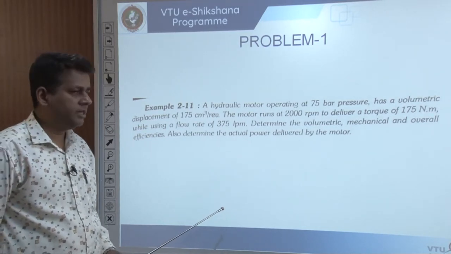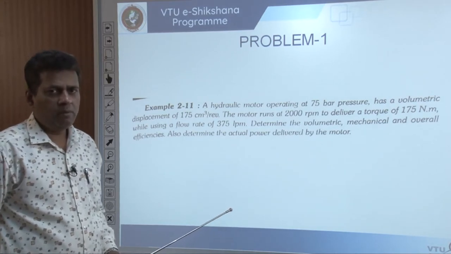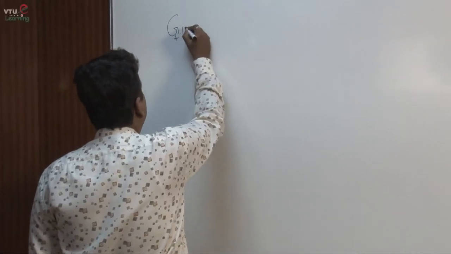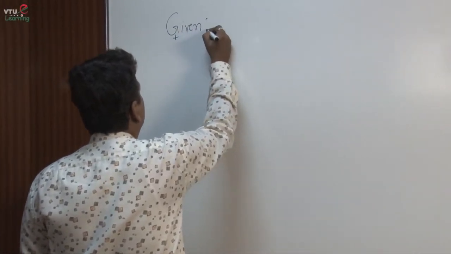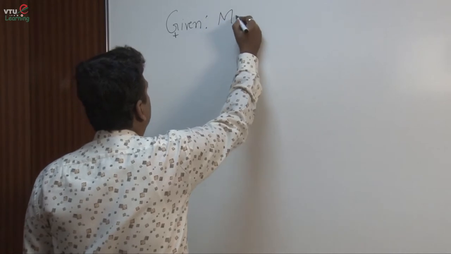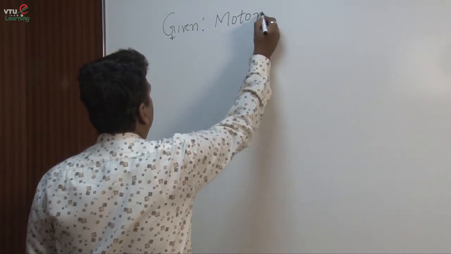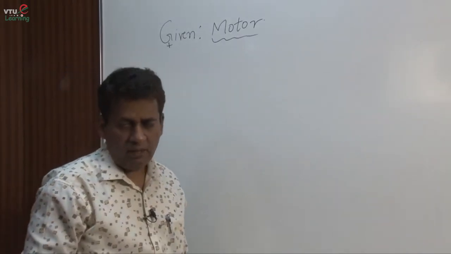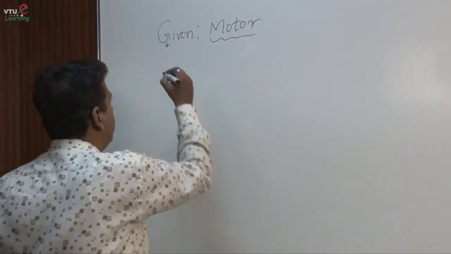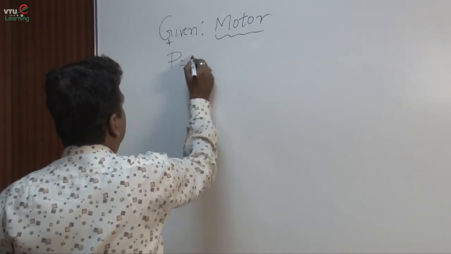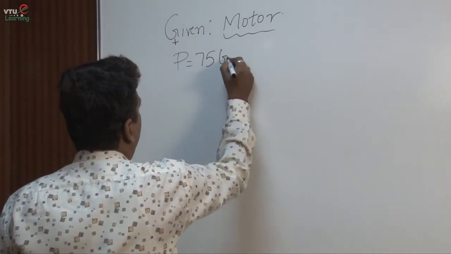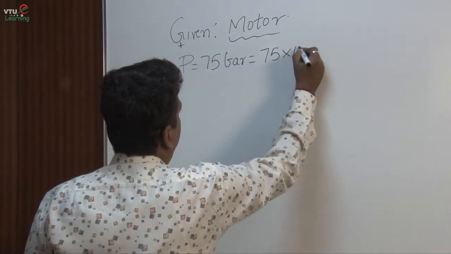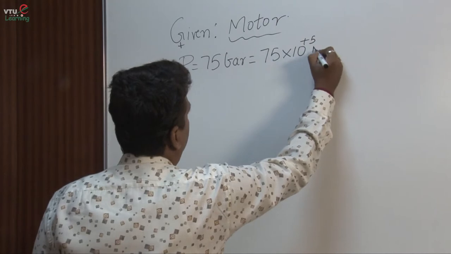So, this is the problem statement. Let us solve this problem on the board. As usual, let us list down all the given data. Given is a motor, a generic motor; he has not mentioned the type. The first parameter given is pressure. Pressure P is 75 bar. You know that 1 bar is equal to 10 to the power of plus 5 newton per meter square, right?